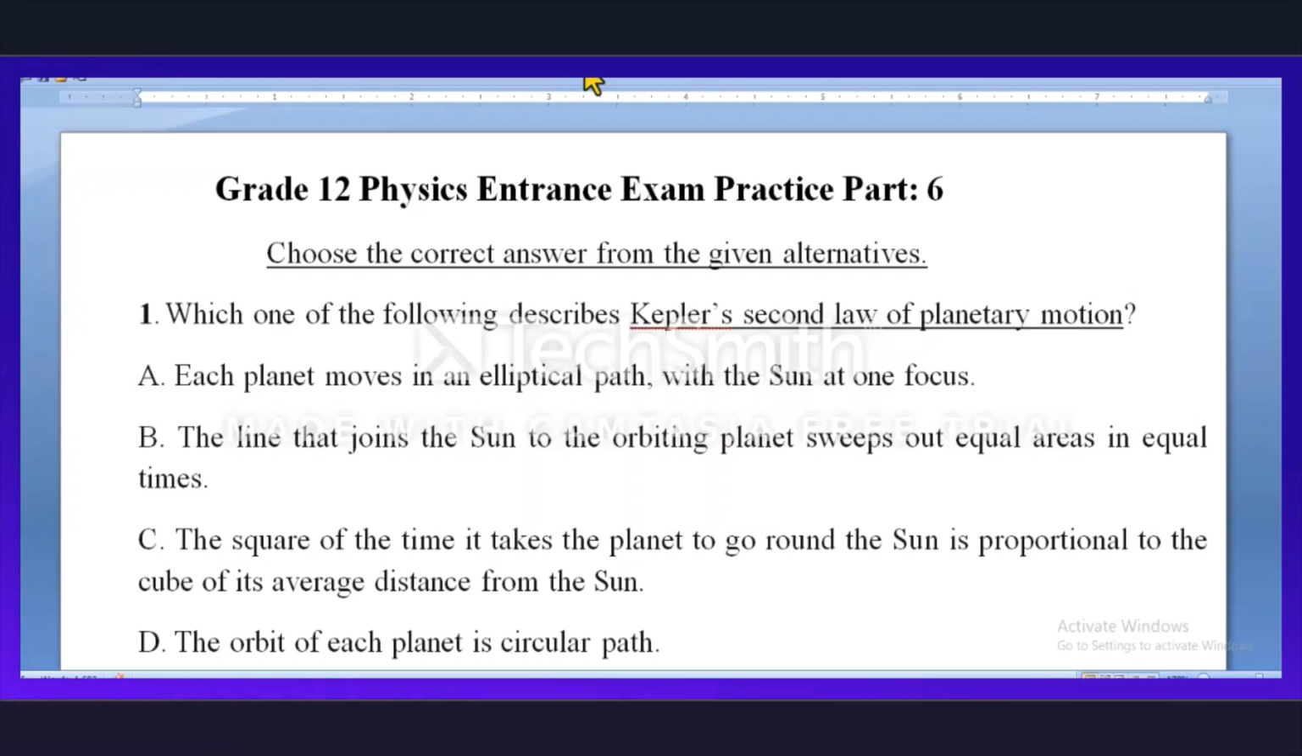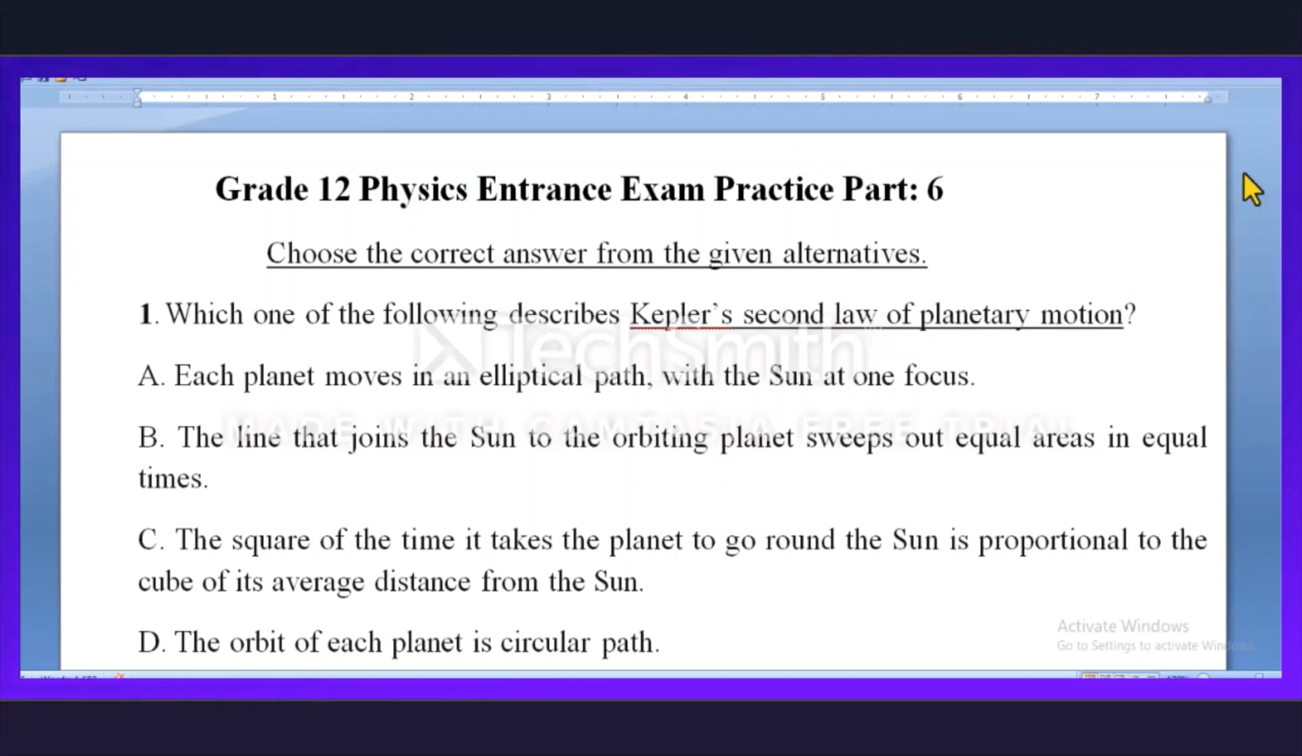Question number 1. Choose the correct answer. Which one of the following describes Kepler's law of planetary motion? Choice A. Each planet moves in an elliptical path with the sun at one focus. Choice B. The line that joins the sun to the orbiting planet sweeps out equal areas in equal times. Choice C. The square of the time it takes the planet to go around the sun is proportional to the cube of its average distance from the sun. Choice D. The orbit of each planet is circular.